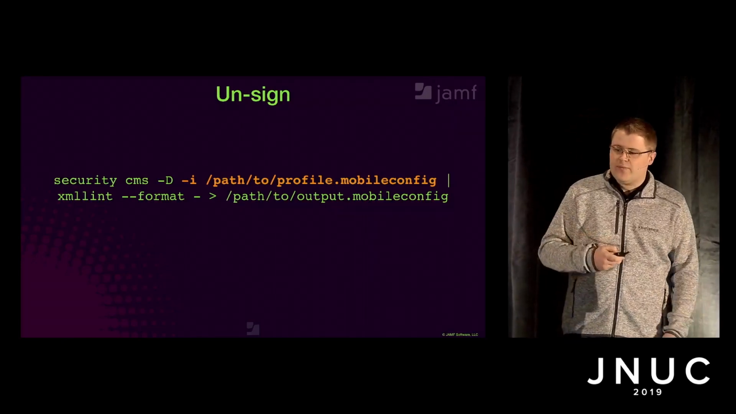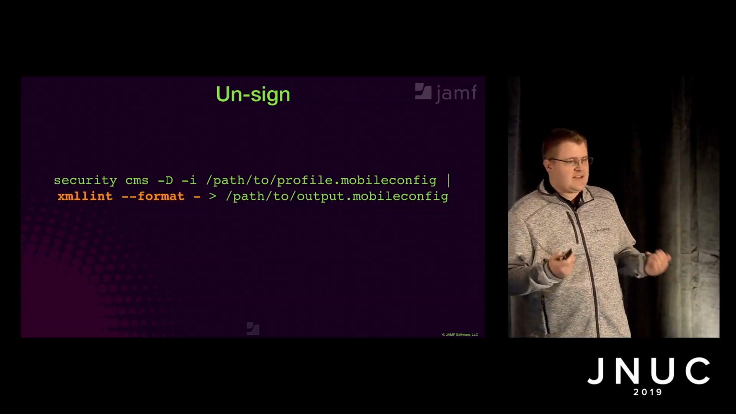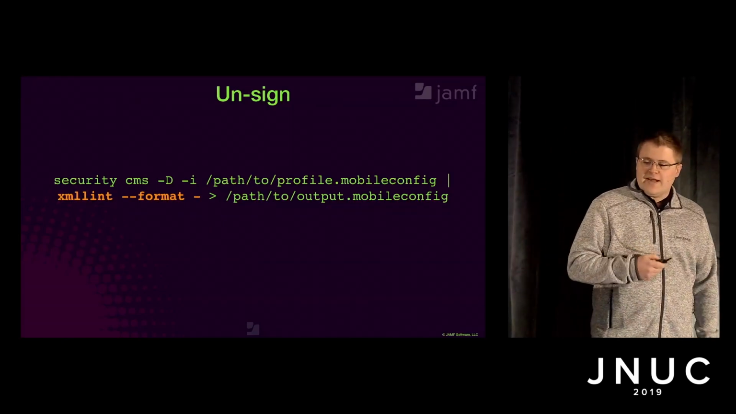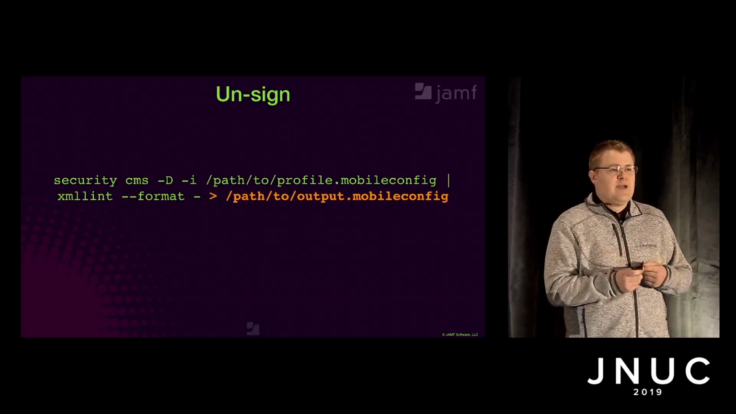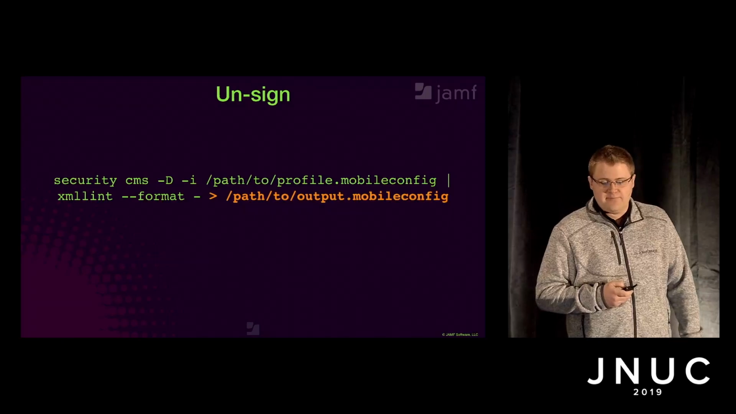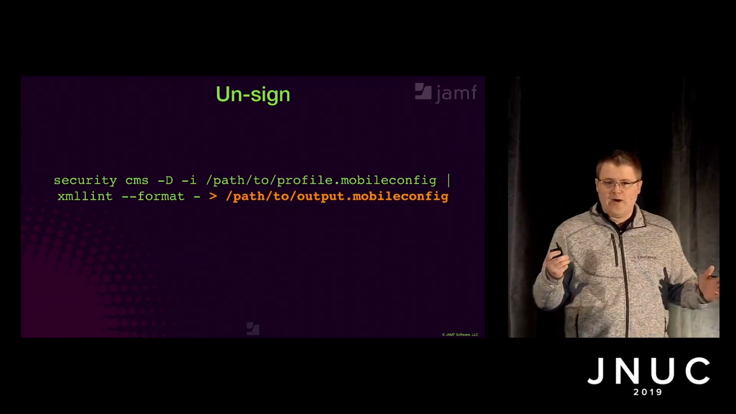The rest of this, after we pipe it through to XML-int, that's just formatting it as more human-readable XML. And then we're redirecting this to a new file that we'll create that has our formatted, unsigned profile inside of it. Okay, so that was kind of a lot. Why is all that necessary? Why do we have to do this?